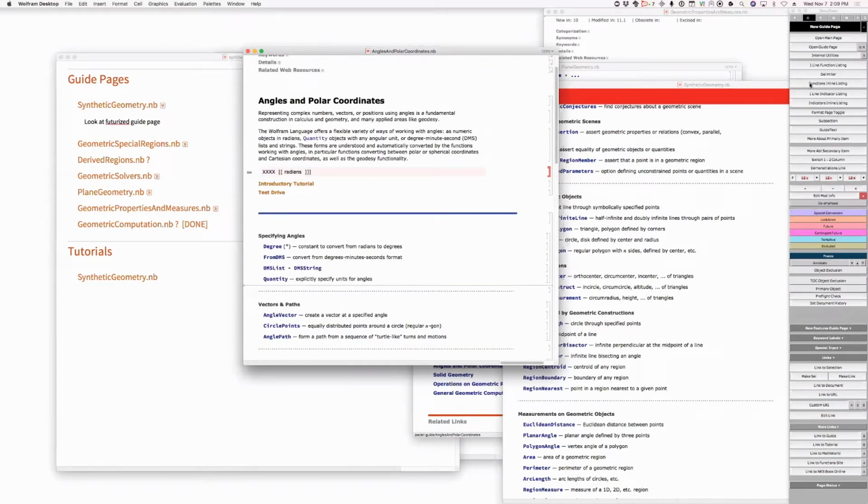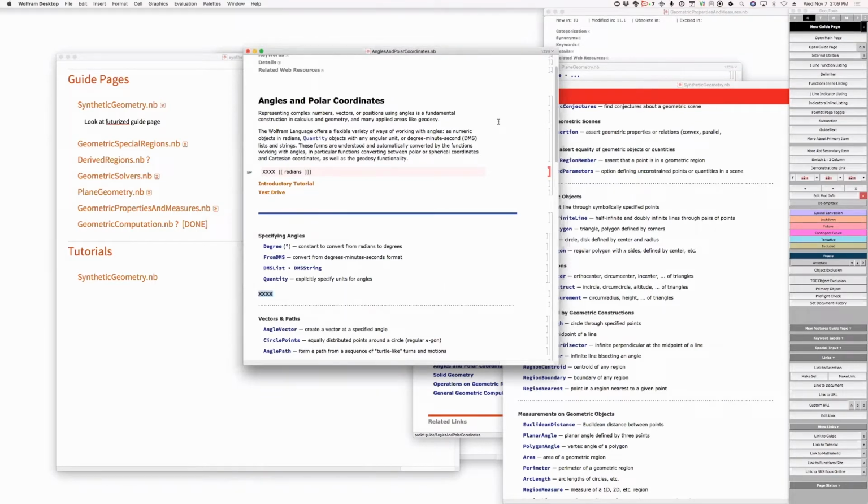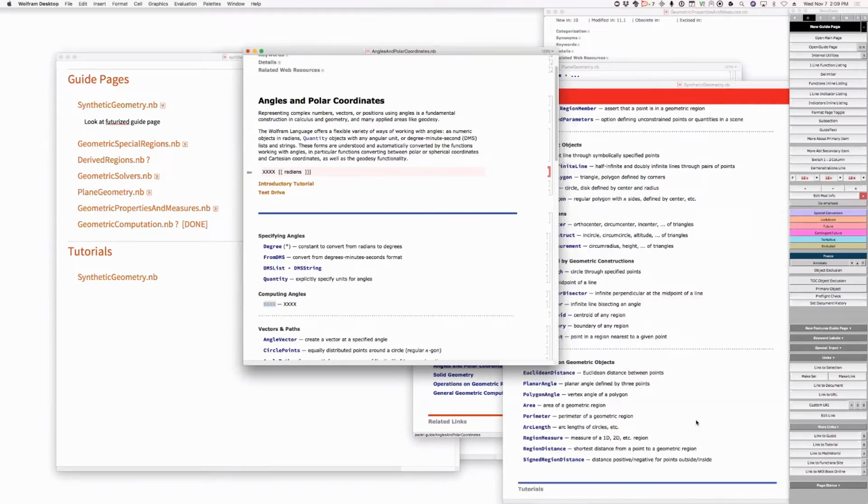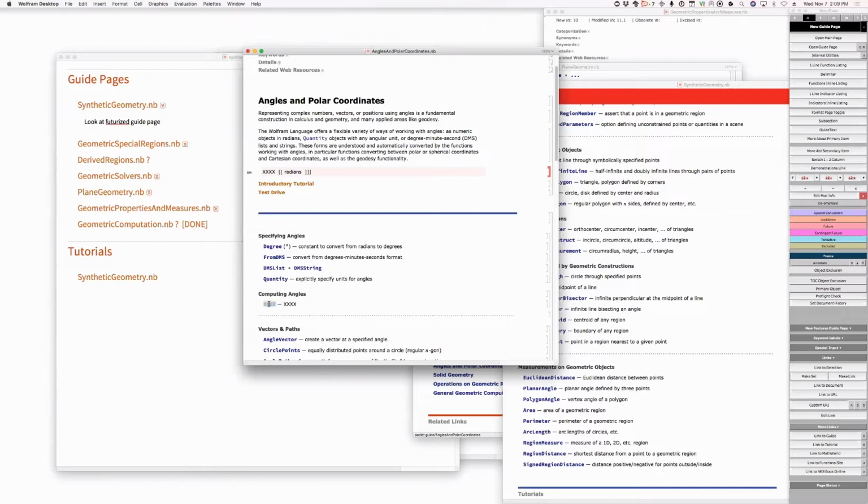Okay, so is it computing or measuring angles? Specifying angles, computing angles. Okay, so what we have there is for computing angles, we have, now why is vector angle not there? Okay, vector angle will be the most minimal one, right? Isn't that correct? Yeah.